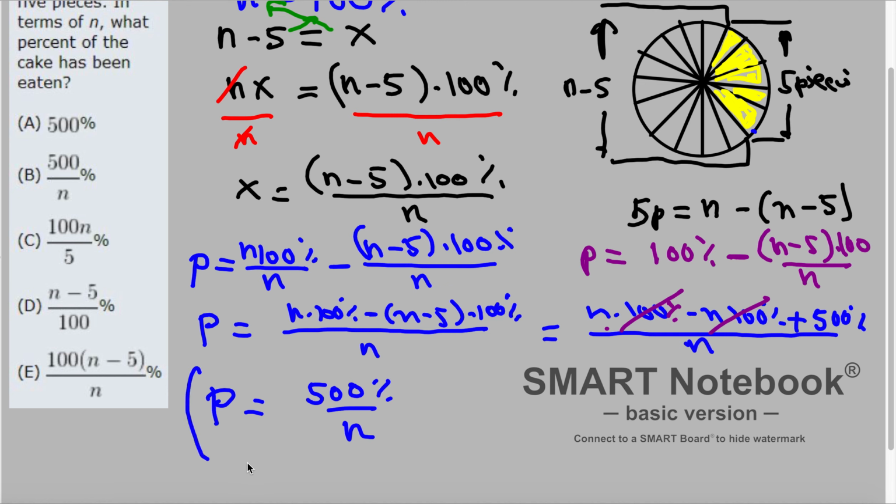And this is the final answer. And now we are looking at A, B, C, or D. The best answer here is B. And this is the correct answer.